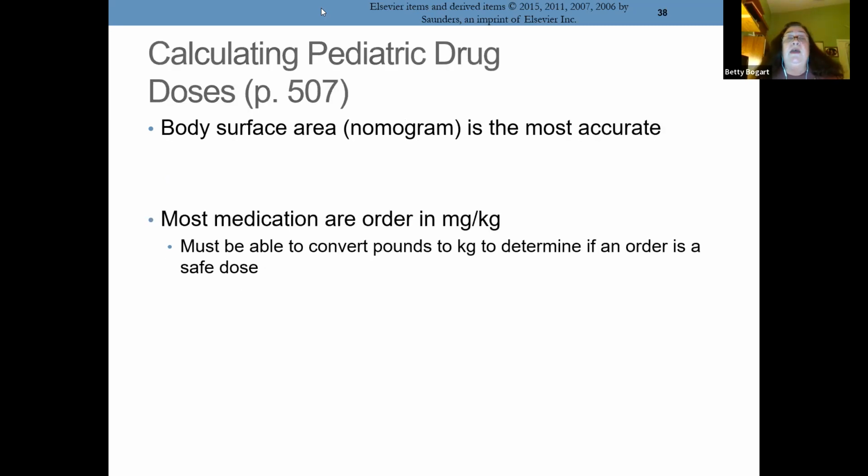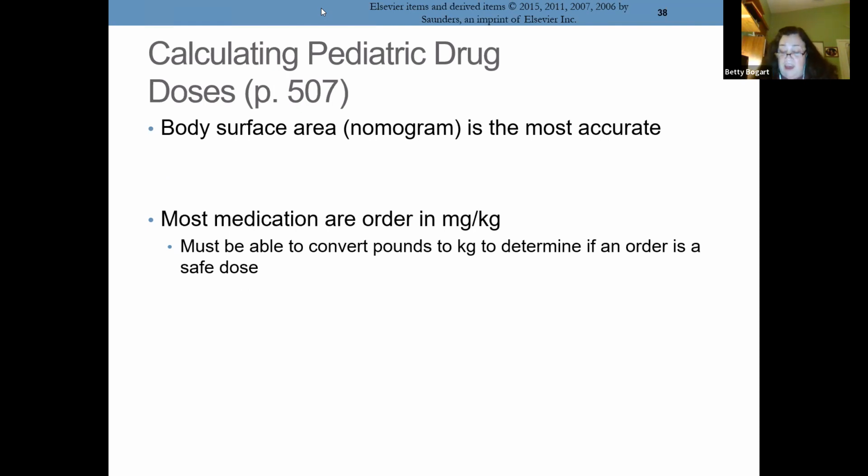There are 2 ways of giving pediatric drugs. We have the BSA, or the body surface area. It is the most accurate, but in hospitals, you will always see milligrams per kilogram. And I always go back and check those doses to make sure they're safe, okay? So I'll make sure what the dose is and if it works out the way that they have it.